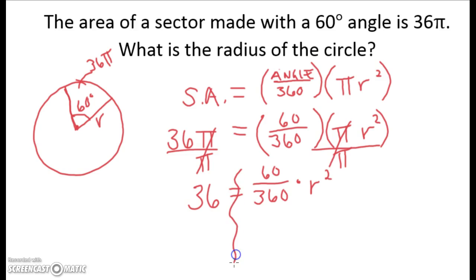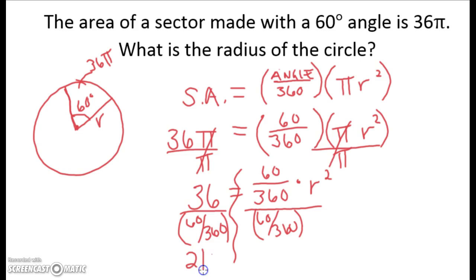All right, and so now you can divide by 60 over 360. You just have to put this all in parentheses when you do it. So whenever I do that, I'm going to type 36 divided by, open parentheses, 60 divided by 360, close parentheses. And I get 216 is equal to r squared.